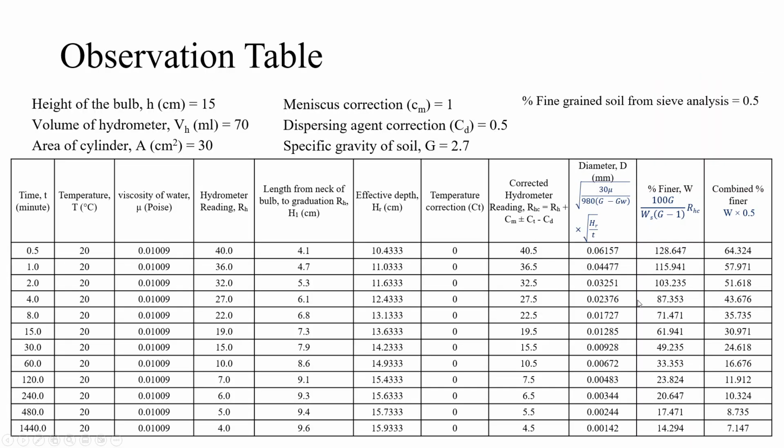So this is the observation table. So here in the first column, just note down the time, 0, 0.5, 1 minute, 2 minutes, and the unit of this time will be minutes. Then temperature will be noted down. The viscosity of water mu corresponding to that temperature. Then take the hydrometer reading. Suppose here 40, 36.